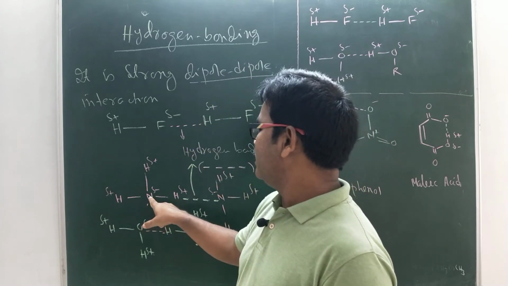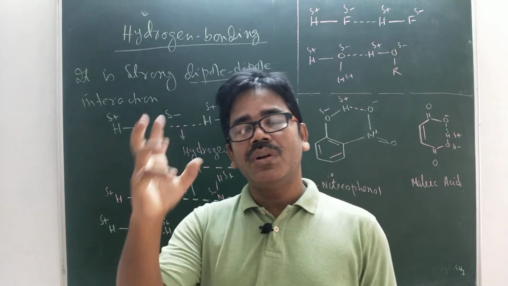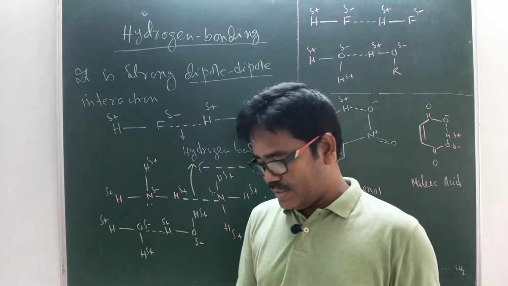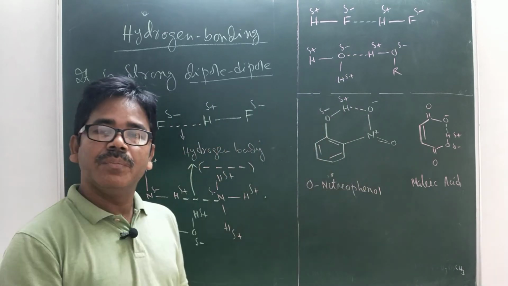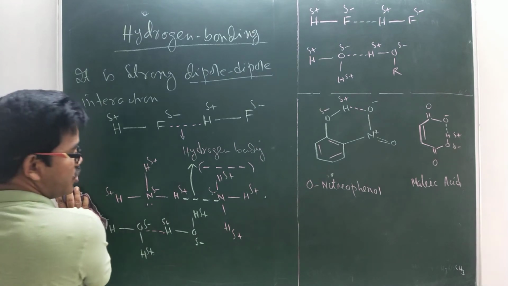Similarly, here nitrogen is minus, hydrogen is plus, like plus and minus, there will be strong dipole-dipole attraction. That's why it's hydrogen bonding. Here also hydrogen bonding will take place. Sure? The basic condition for hydrogen bonding is the presence of an HF, HO, or HN bond.